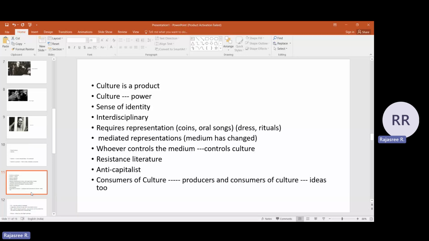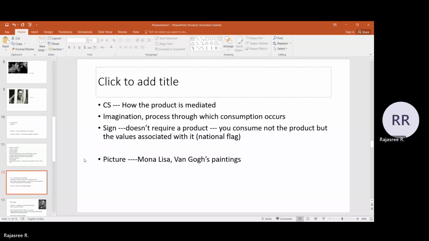Because we get to share these ideas. We are not only consumers of material products, but we are consumers of ideas too. So this is what I told you. Cultural studies deals with how the product is mediated. There is this process of imagination through which consumption occurs.